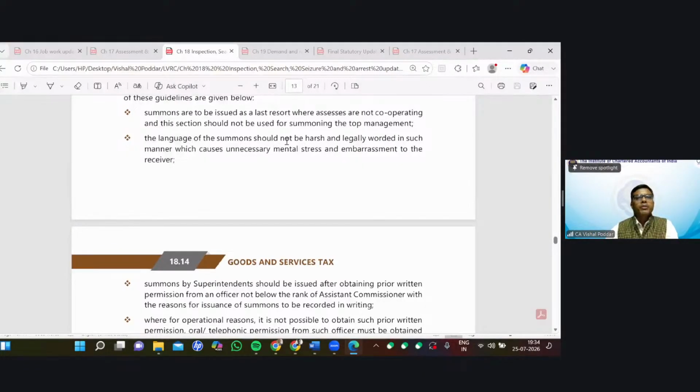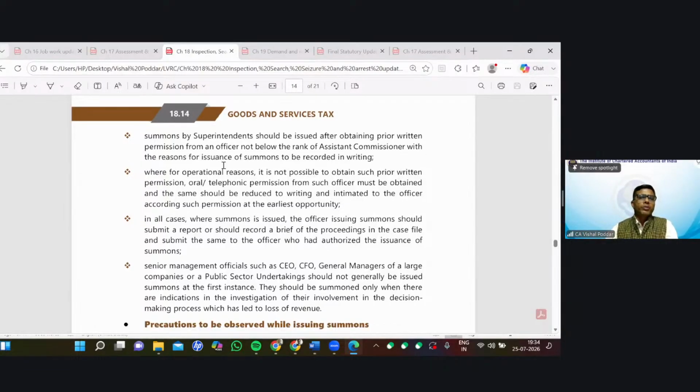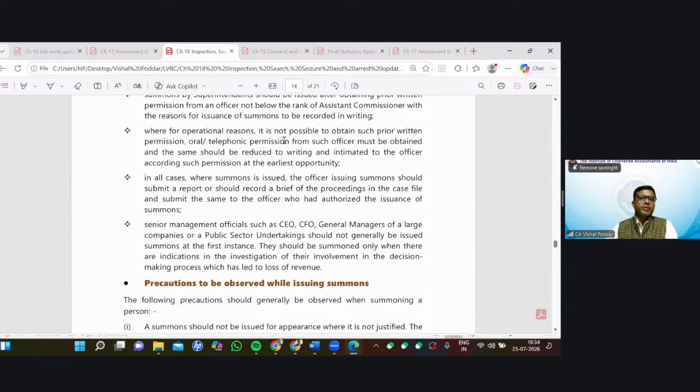Next, the language of the summons should not be harsh and legally worded in a manner which causes unnecessary mental stress and embarrassment to the receiver. Summons by superintendent should be issued after obtaining prior permission from the officer who is at least of the rank of assistant commissioner with reasons for issuance of the summons. Where for operational reasons it is not possible to obtain such prior written permission, oral or telephonic permissions from such higher authority must be obtained, and the same should be put in writing and intimated to the officer.